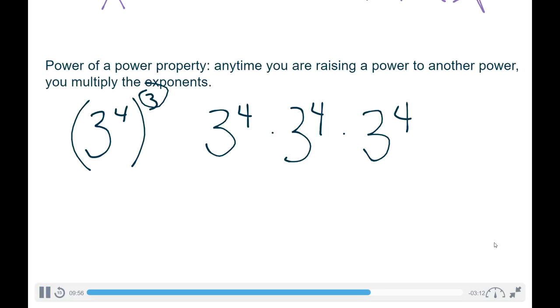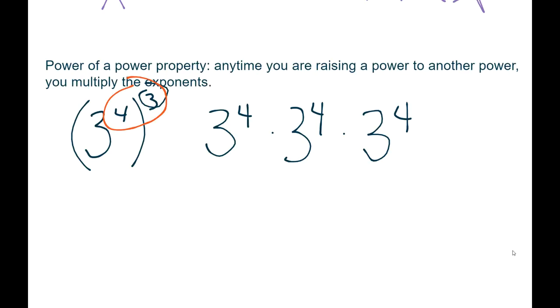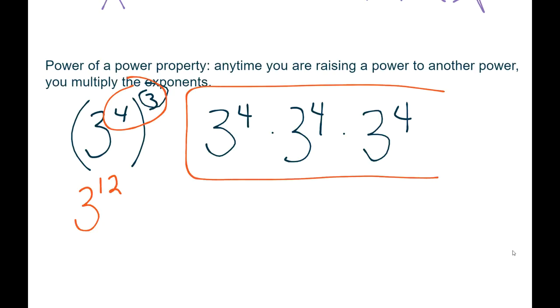to the third power. So what our rule says is we just multiply these. 3 to the fourth raised to the third means 3 to the 12th. We could also go back and now just use our addition property because we've got a 3 to the fourth, 3 to the fourth, 3 to the fourth. If you go and add all those, you're going to see your 3 to the 12th.